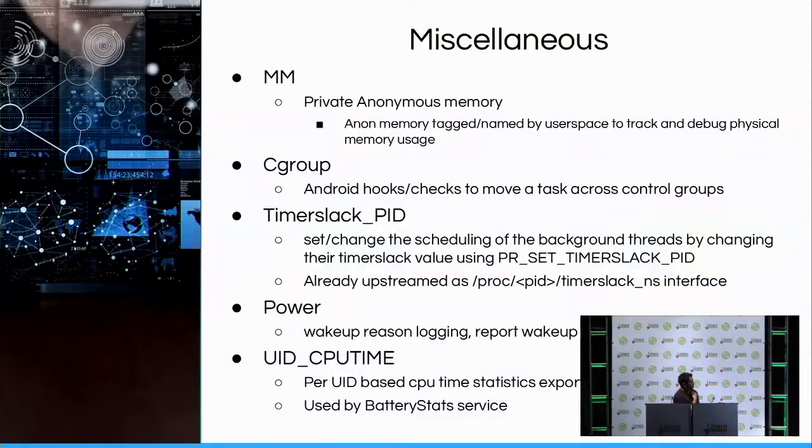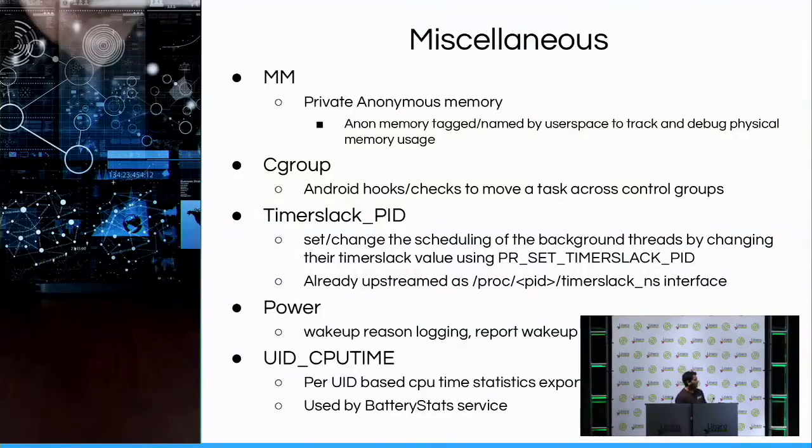Next, there are a few cgroup changes, control group changes, where Android puts in a hack to move a task between different cgroups. Timer slack PID is something John Stultz has worked on, and an alternative for this is already upstream. Right now Android uses both implementations: this timer slack PID implementation as well as the timer slack NS proc interface. What it does is change the timer slack value of a particular thread if it has permissions to do that.